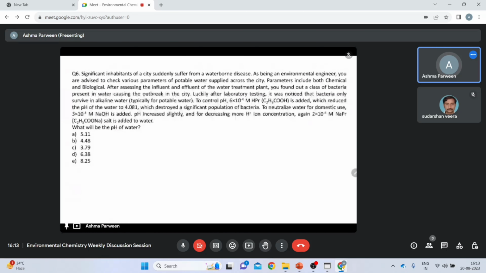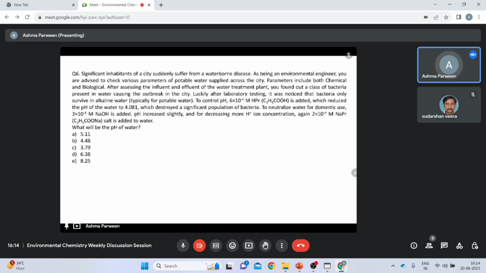So the question is, significant inhabitants of a city suddenly suffer from a waterborne disease. Being an environmental engineer, you are advised to check various parameters of potable water supplied across the city. Parameters include both chemical and biological. After assessing the influent and effluent of the water treatment plant, you found out a class of bacteria present in water causing the outbreak in the city. Luckily, after laboratory testing, it was noticed that bacteria only survive in alkaline water, typically for potable water.